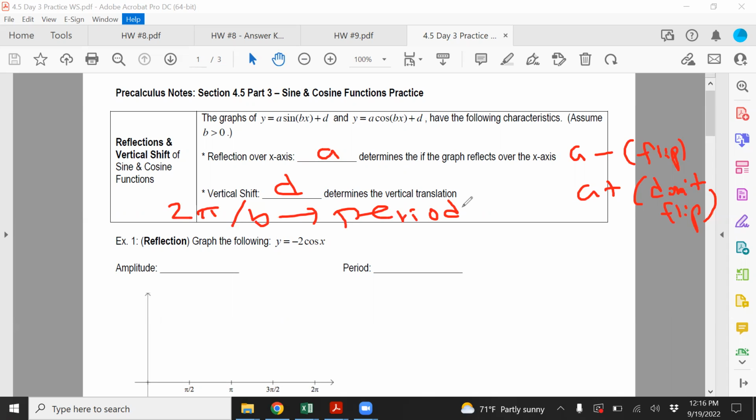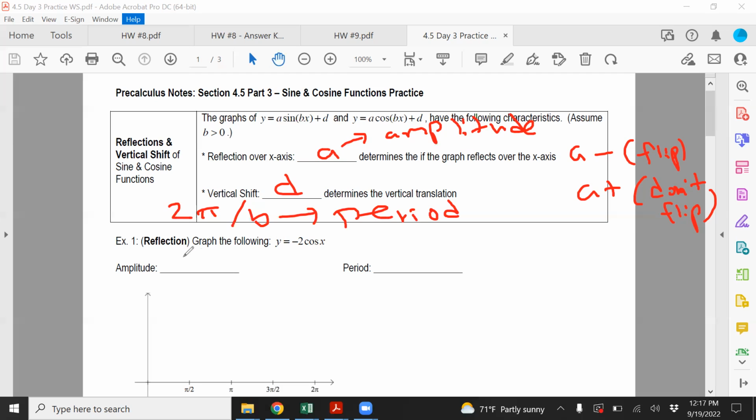A represents the reflection. Also, it represents the amplitude as well. We know this. D represents, again, vertical shift, which you guys have seen in other classes, like with quadratic functions and other functions from Algebra 2. And again, period's 2 pi over B. So let's do the graph right here.